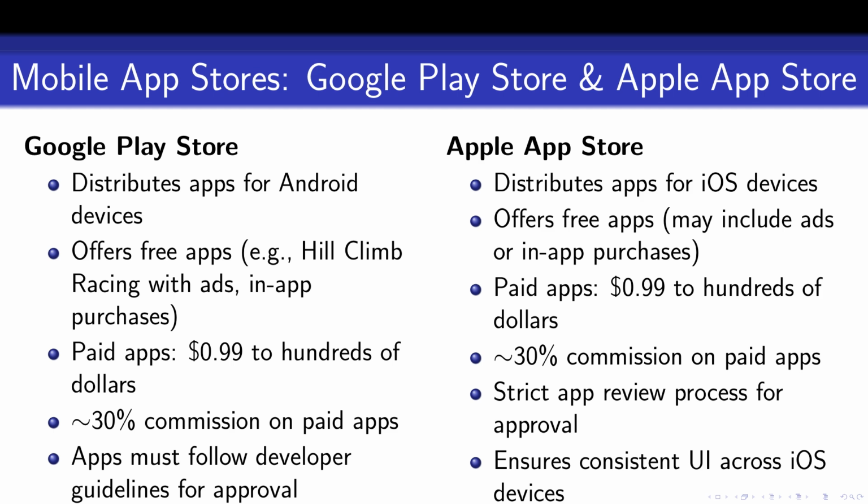App stores are where the magic happens for app distribution. The Google Play Store serves Android devices, offering free apps like Hill Climb Racing, which includes ads and in-app purchases, and paid apps ranging from 99 cents to hundreds of dollars, with a roughly 30% commission. The Apple App Store powers iOS, with similar free and paid app models and a strict review process to ensure a consistent UI. Both require apps to meet specific guidelines for approval.